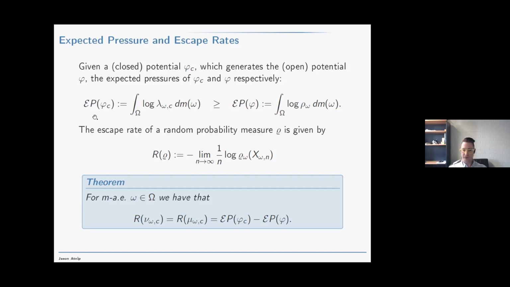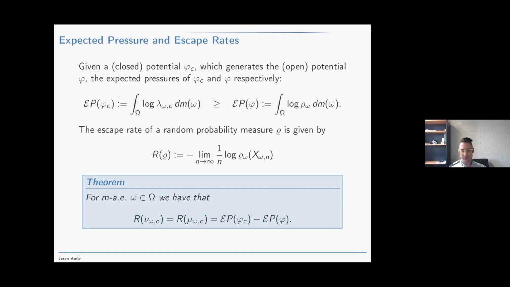So the expected pressure of the closed system, the expected pressure of our potential phi c, is just going to be the integral of log lambda omega c. And we'll define the expected pressure for the open potential phi, which is just our closed potential phi restricted to the complement of the hole, as the integral of log rho omega. It's easy to show that the expected pressure for the closed system is greater than or equal to the expected pressure for the open system. And now, our escape rate we want to define as the negative of the limit of 1 over n log, well, given any measure rho, it's just going to be the limit of 1 over n log rho of the nth level survivor set X omega n.